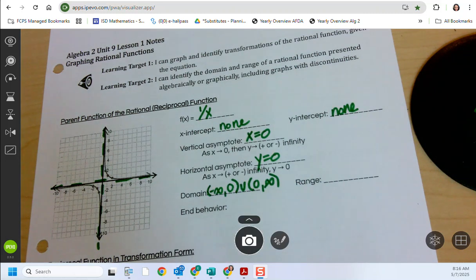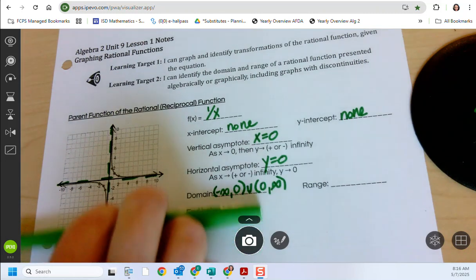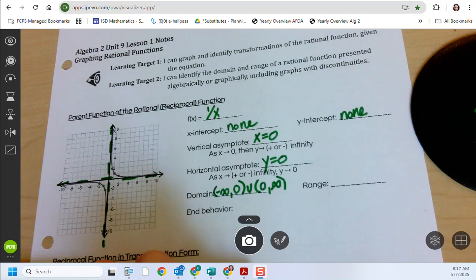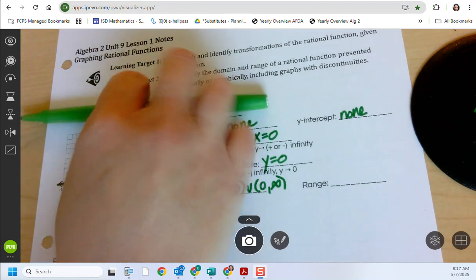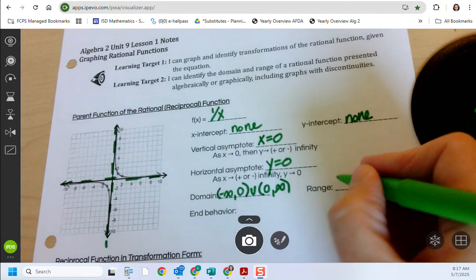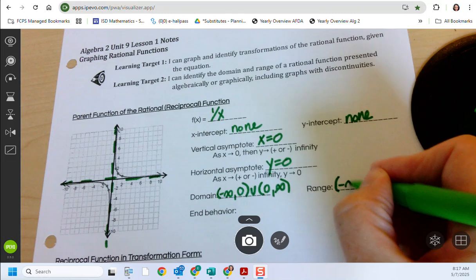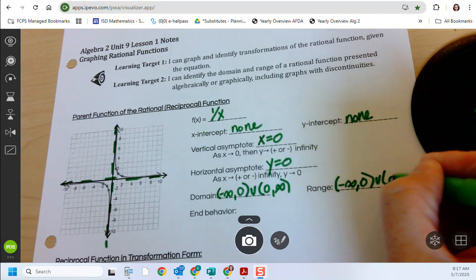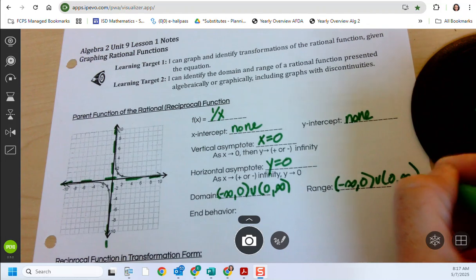Same thing for your range. Your range is going to start at negative infinity. It's going to go up to 0, but we have to leave 0 out because of the asymptote, and then it's going to go from 0 to infinity. So it's the same domain and range for the parent function. It does change, though, when we transform the function. So they won't always be the same.